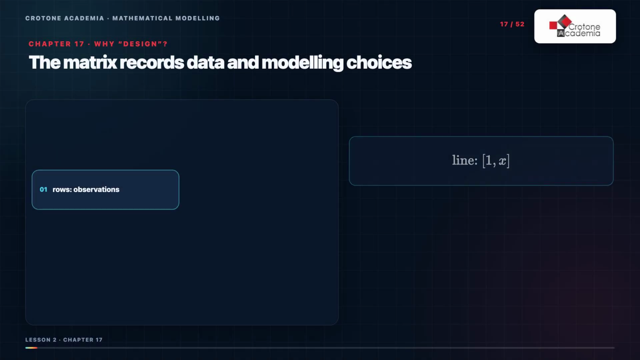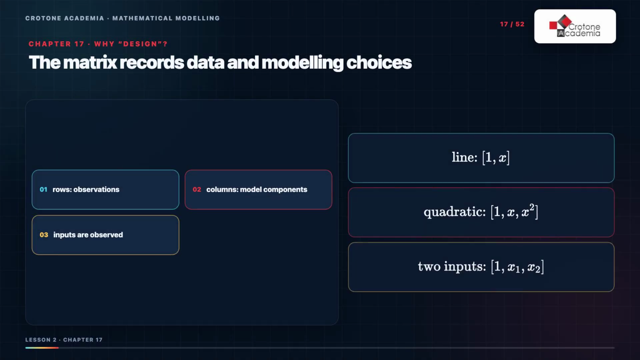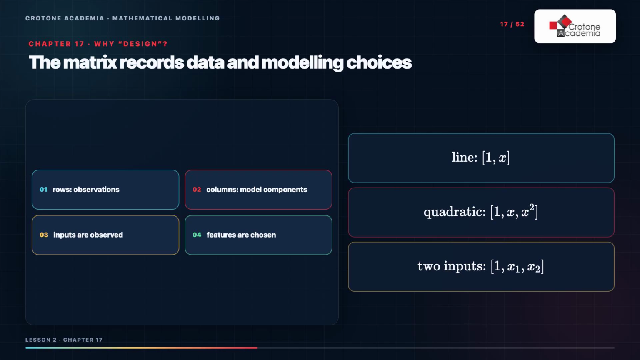Why call it a design matrix? Because it records both the observed inputs and the structure we chose. Now, for a line, each row is 1 and x. Let me pause on that idea. Each row corresponds to a single observation, and we are including a column of 1s for the intercept and a column for the input x. For a quadratic, each row is 1, x, and x squared. Notice what happens here. We add another column to capture the curvature in our model.